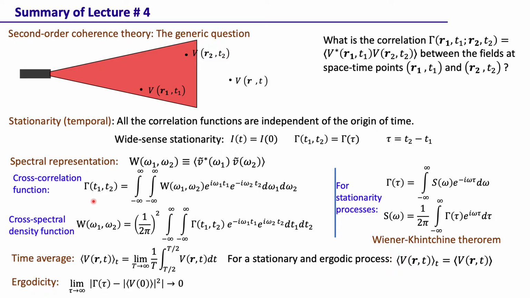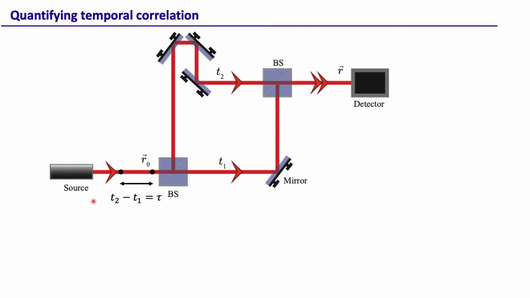In today's lecture we are going to be quantifying temporal coherence, or temporal correlation. We go back to the interferometer that we started with last lecture, and again the generic question in this context is: let's say we have a field at r naught, t. What is the correlation between the field vibrations at two time points that are separated by time separation tau?